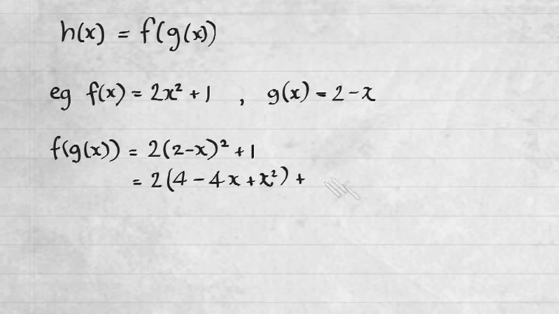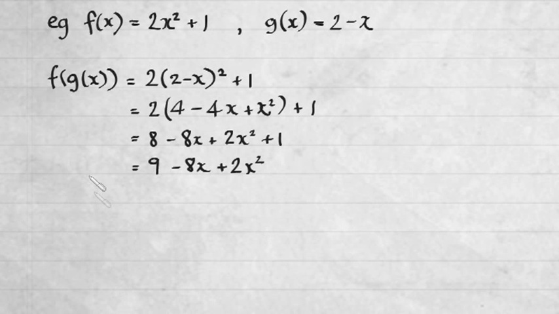Let's evaluate that now. That's equal to 2 outside of (4 minus 4x plus x squared) plus 1. Taking the 2 through the brackets, that's 8 minus 8x plus 2x squared plus 1, or 9 minus 8x plus 2x squared.